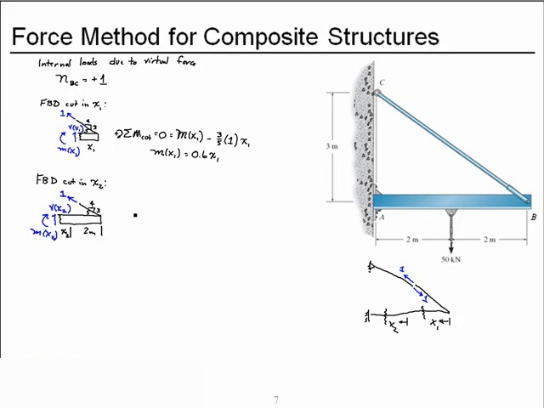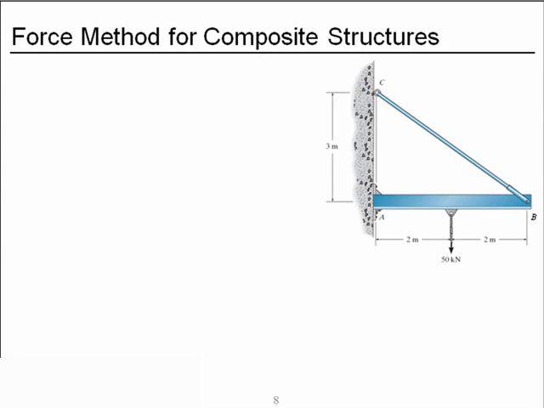Let's sum moments about the cut. We'll choose clockwise as positive. We have a positive contribution from the unknown moment at the cut. We have a negative contribution from the vertical part of the tie rod force, so negative 3/5 times a tie rod force of 1, which acts through a distance of X2 plus 2 meters. We solve that to get an equation for moment along the region of X2 of a positive 0.6 X2 plus 1.2 meters.